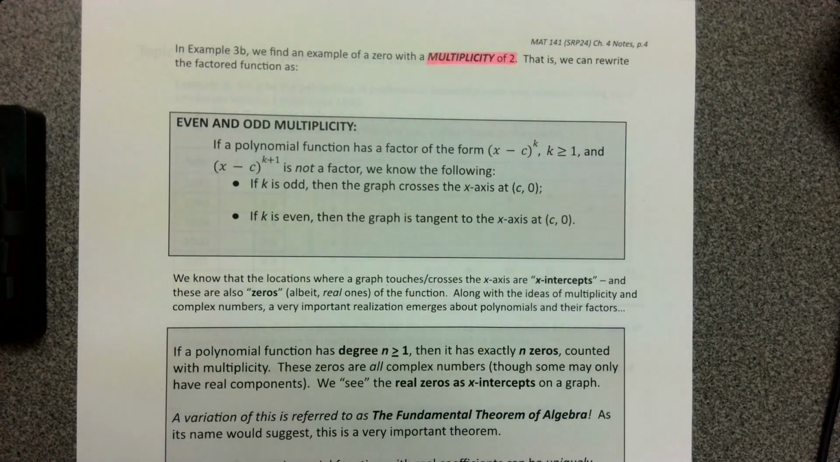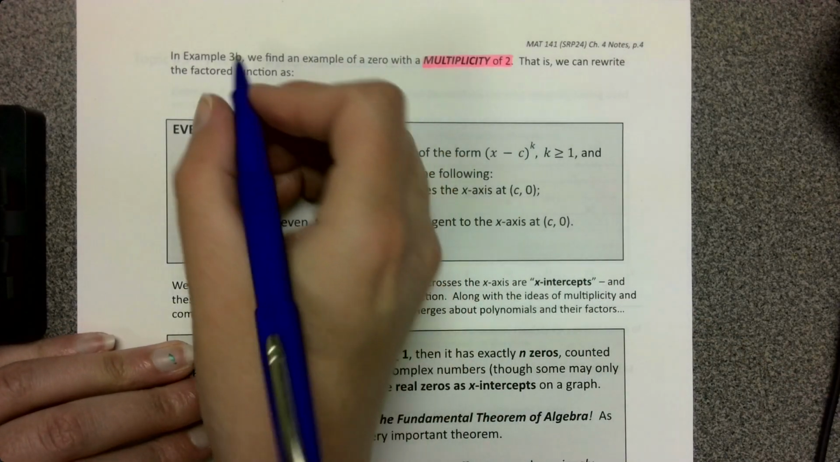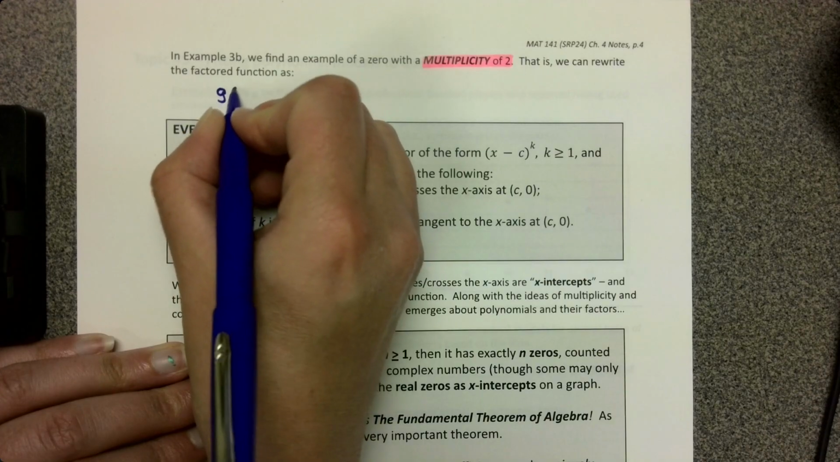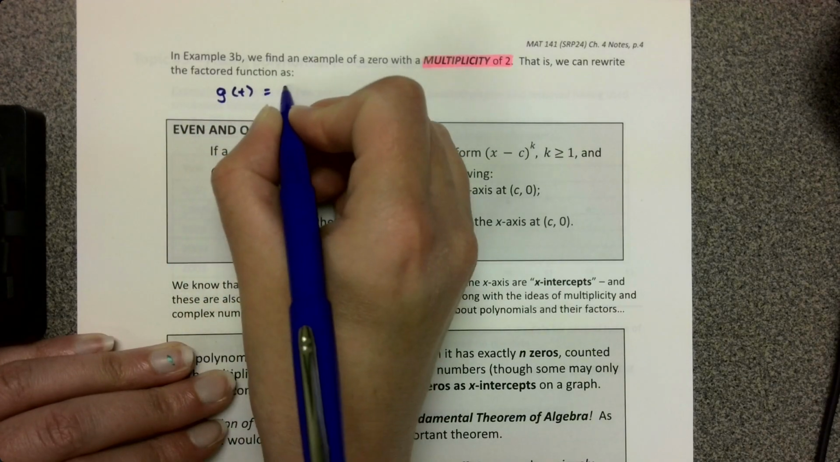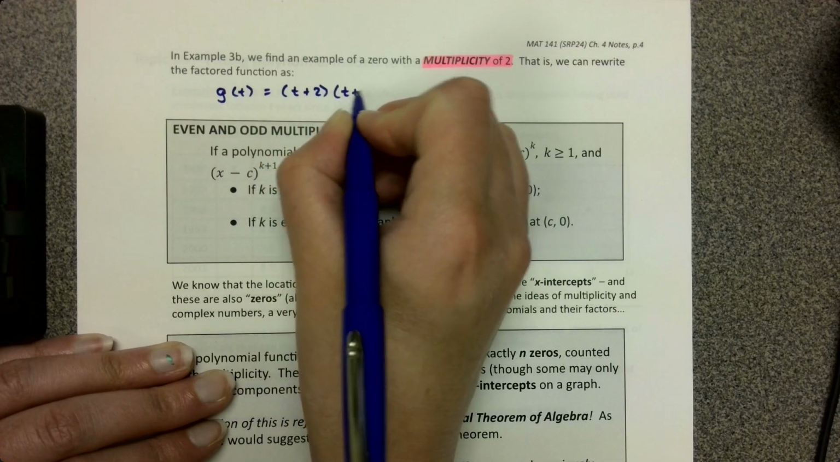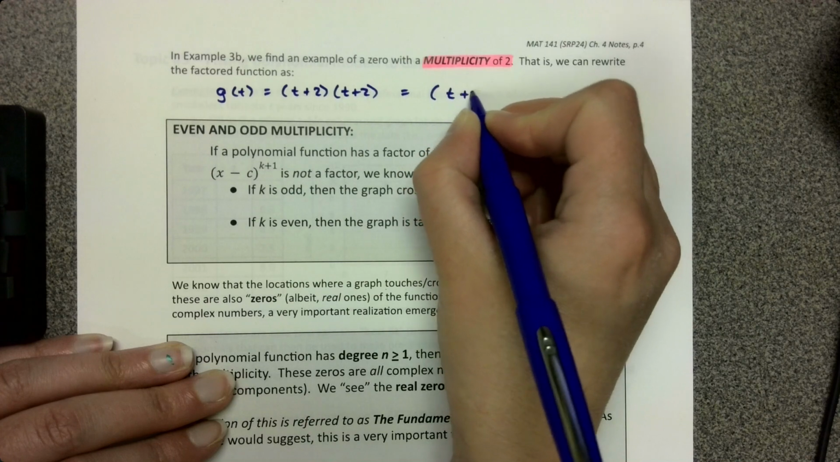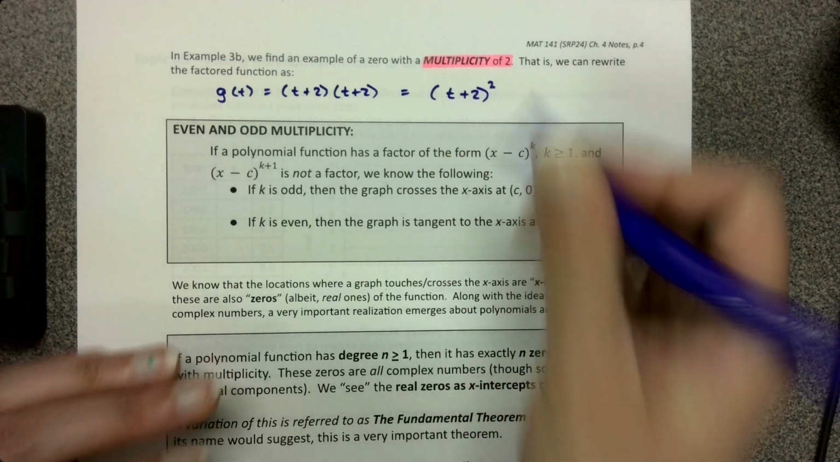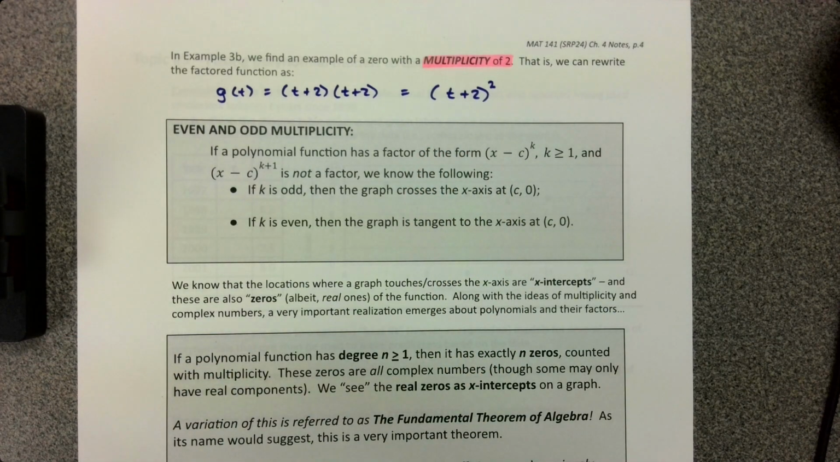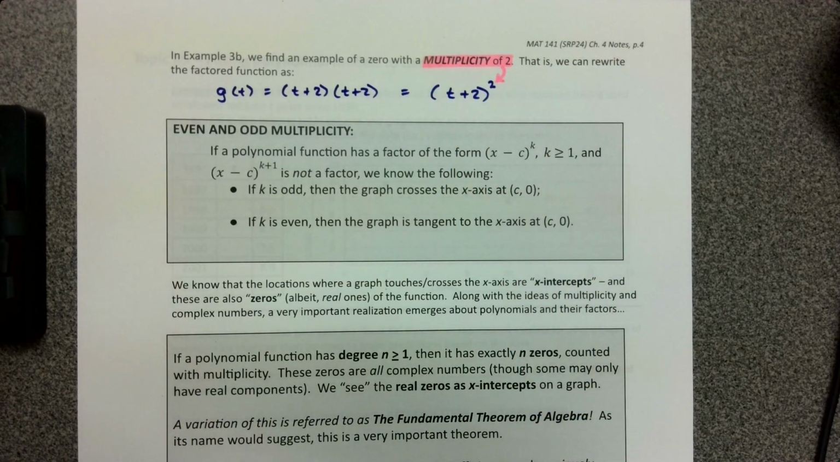And that does mean that we would have been able to rewrite the function in factored form. So we had g of t equals (t plus 2) times (t plus 2) from the previous page. I'd have been able to rewrite that as (t plus 2) quantity squared, since I have the same factor twice. And that multiplicity 2 corresponds with the exponent on the factor as well.